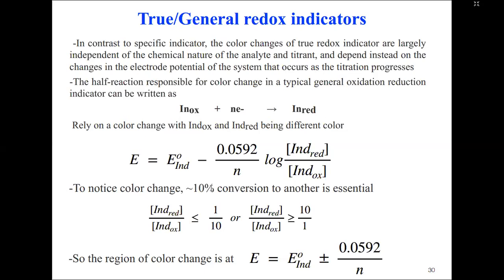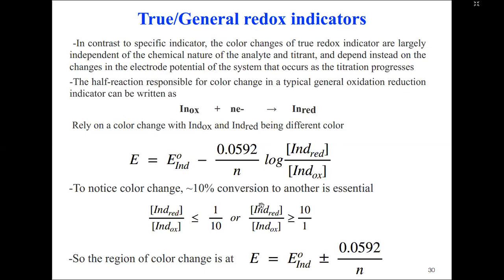Now, to notice the color change, there should be 10% conversion to the other form. That means the ratio, one of them must be 10 times greater than the other. Here you can see the reduced form is 1 and the oxidized form is 10. So it is either 1 by 10 or 10 by 1. So the ratio inside the log is either 10 or 1 by 10. And I'm sure you know log of 10 is 1 and log of 1 divided by 10 is minus 1. So the log expression is either 1 or minus 1.